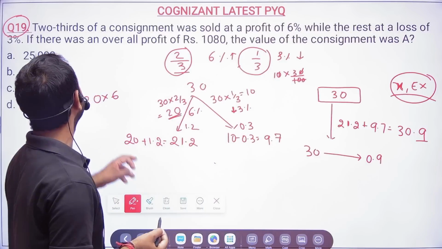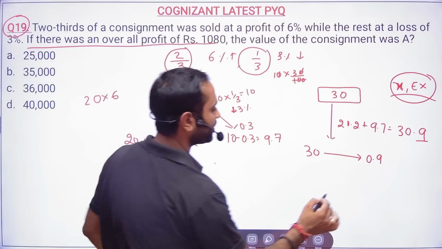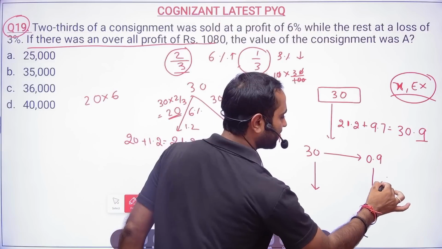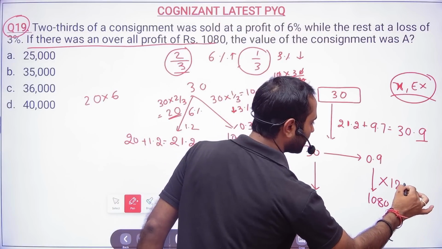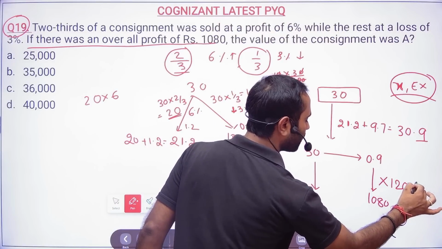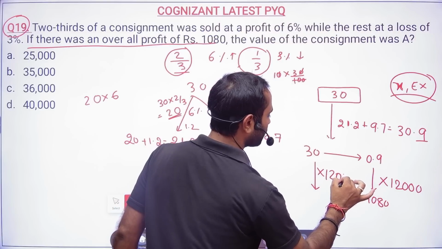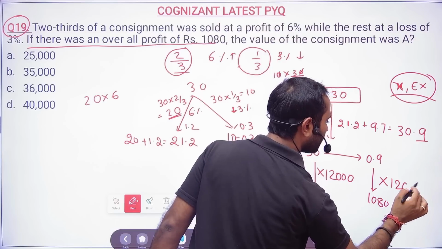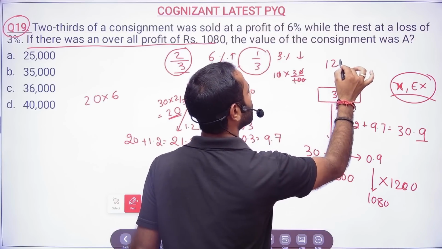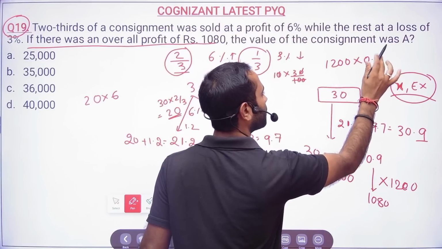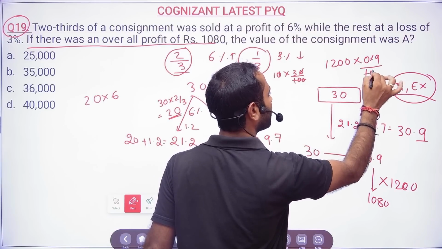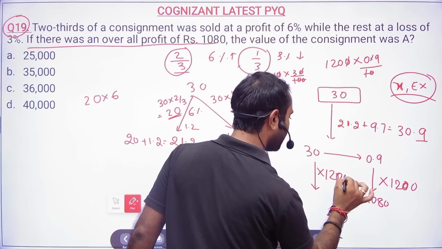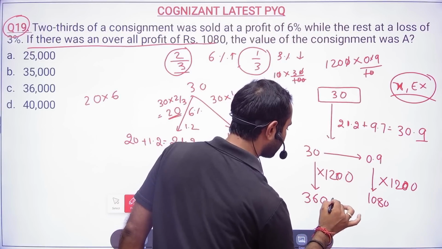Okay. So they are telling that there was an overall profit of 1080. So if there is an overall profit of 1080, then what was the price? So calculate the number of times. It is nothing but 12 into 9 is 108, so it will be 12,000. So that means 1200 into 0.9, if you remove the decimal, it will come as 10, so it will be 1080. So here also it will come as 1200. So 1200 into 30 will be nothing but 36,000, right?